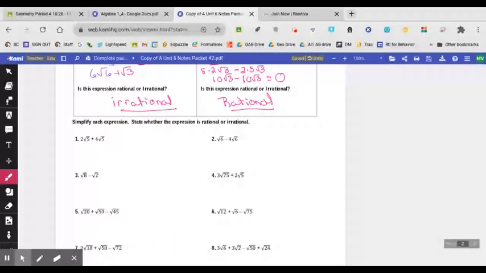Now we're going to try some more examples. When I look at number 1, these are already simplified because they're both radical 5. So 2 plus 4 is 6 radical 5, which is irrational. Number 2, they're both simplified. So it's 1, because that's the coefficient of radical 6. There's a 1 there. So that's negative 3 radical 6. So that's also irrational.